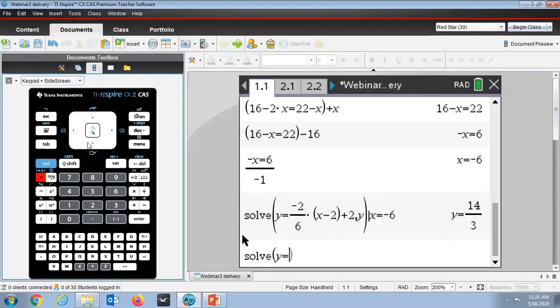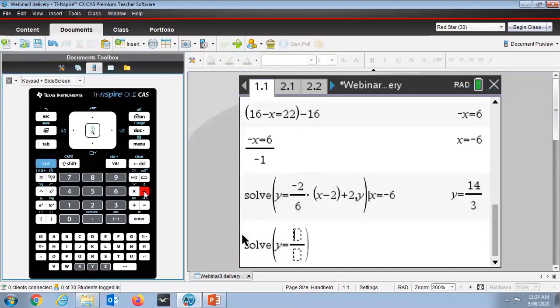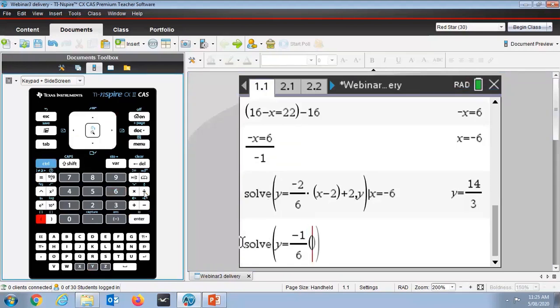Y equals fraction, Control divide, -1/6 brackets x - 4 close brackets +3. So that equation, now these are simultaneous equations, so I'm now going to press the space key, which you probably don't use very much, but it's down here in the lower right of your handheld.